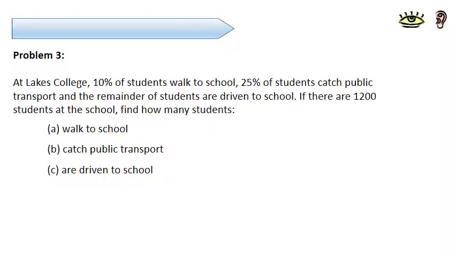Okay, let's look at one more question. So at Lakes College, 10% of students walk to school, 25% of students catch public transport, and the remainder of students are driven to school. If there are 1,200 students at the school, find out how many students walk to school, catch public transport, and are driven to school. I want you to pause, have a go at doing this one for yourself before we do it as a class.